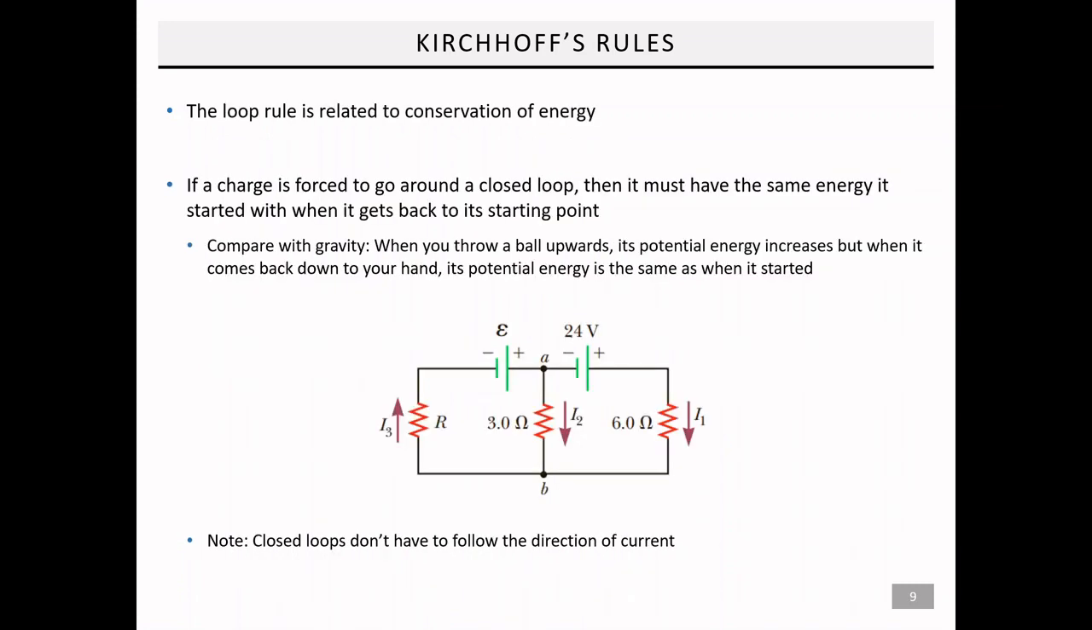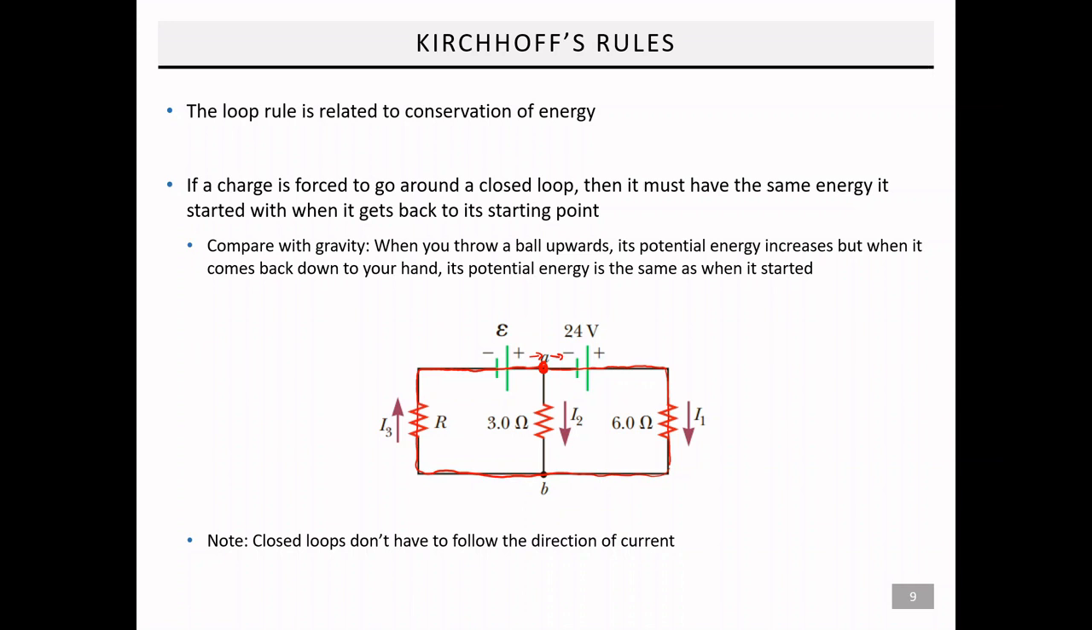The loop rule you can think of as being related to conservation of energy. So if a charge is forced to go around a closed loop, then it has to have the same energy that it started with when it gets back to its starting point. So if you have a charge that starts at A, it increases its potential as it goes across the 24-volt battery, then it decreases its potential across both of the resistors along the outside of this path, and then finally it increases its potential across that second battery. It has to have the same energy when it starts at point A as when it gets back to point A.